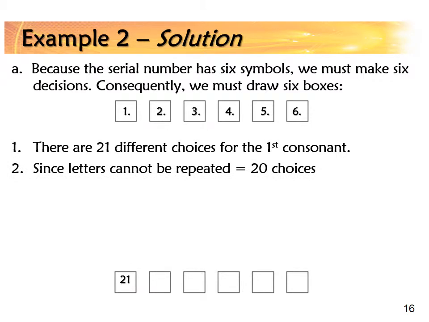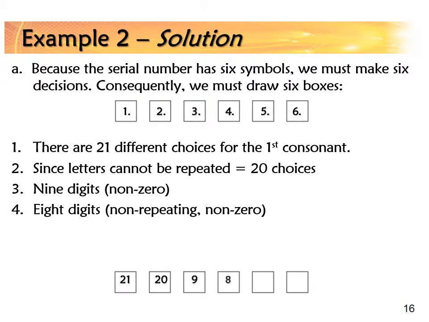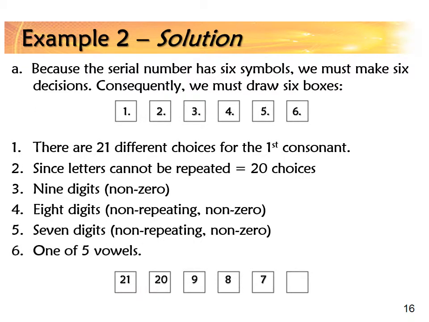Since I can't repeat letters in the second box, whatever I choose in the first box, it doesn't matter what it is, I can't choose it for the second box, so that's going to leave me with 1 less. Okay, so 9 digits, non-zero, means that they can be 1, 2, 3, 4, 5, 6, 7, 8, 9. So there's only 9 digits I can choose from, and if I cannot repeat it, then there's only 8 I can choose from, and after I've chosen 2 and I can't repeat, there's only 7 I can choose. And now I have my vowels on the end, A, E, I, O, U, so that's 5.